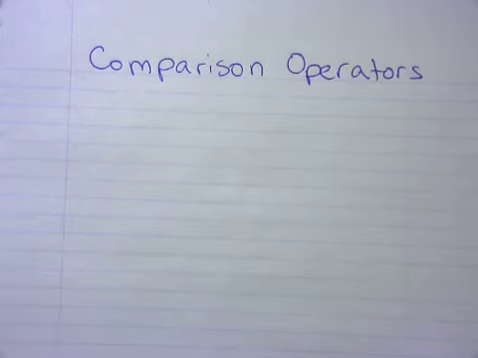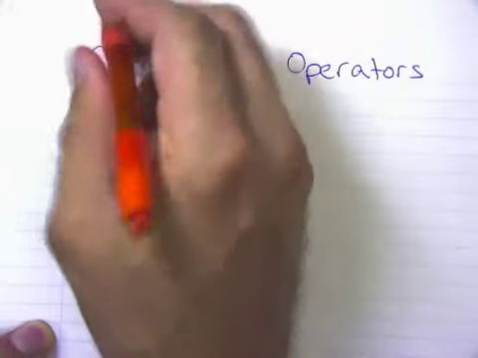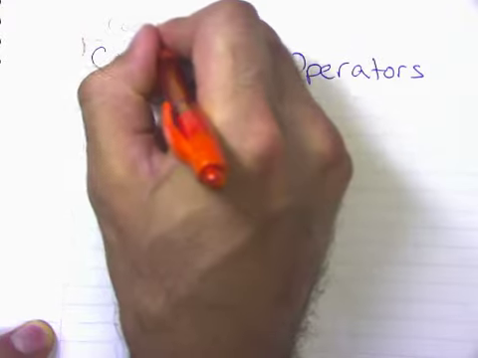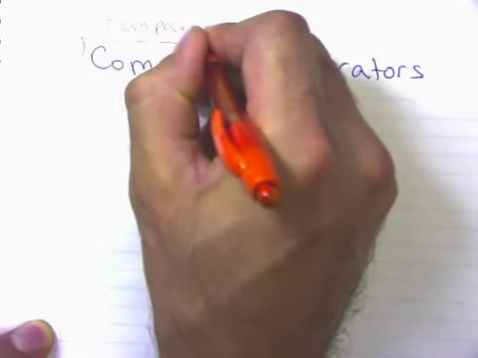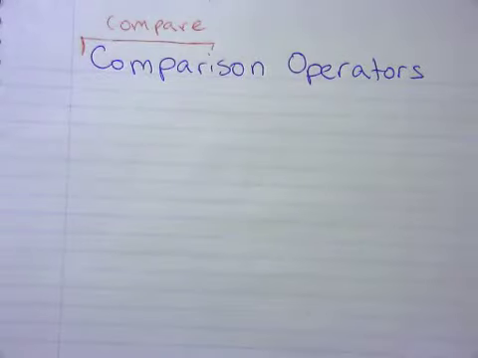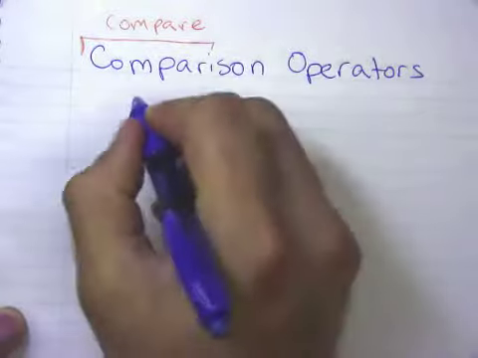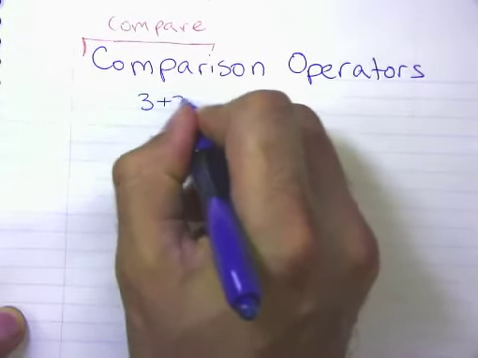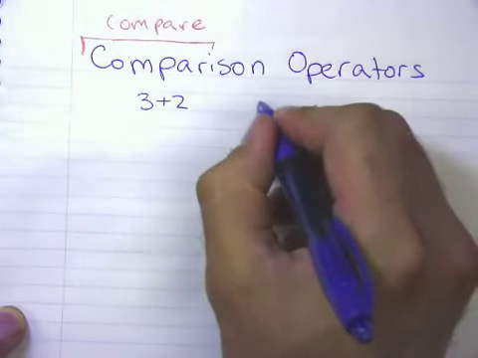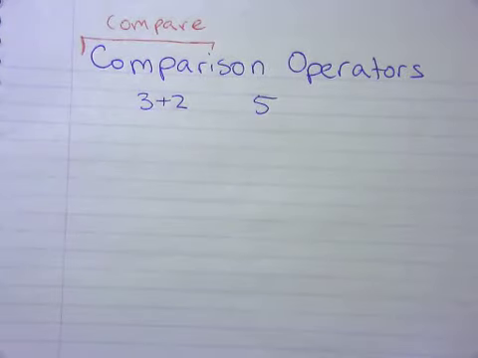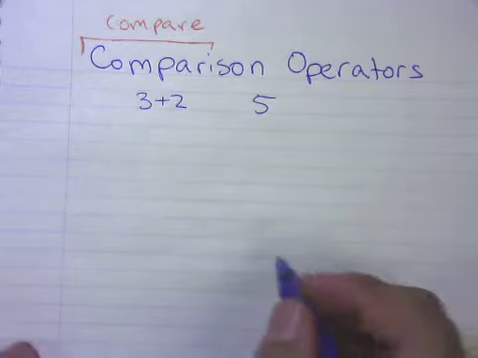So I wanted to talk just briefly about some comparison operators. This word comparison comes from the word compare. Comparison operators are things that let us write down a comparison between two values. So for example, we might want to compare the value of 3 plus 2 to the value of 5. How do those two values compare? Well, obviously they're equal to each other.